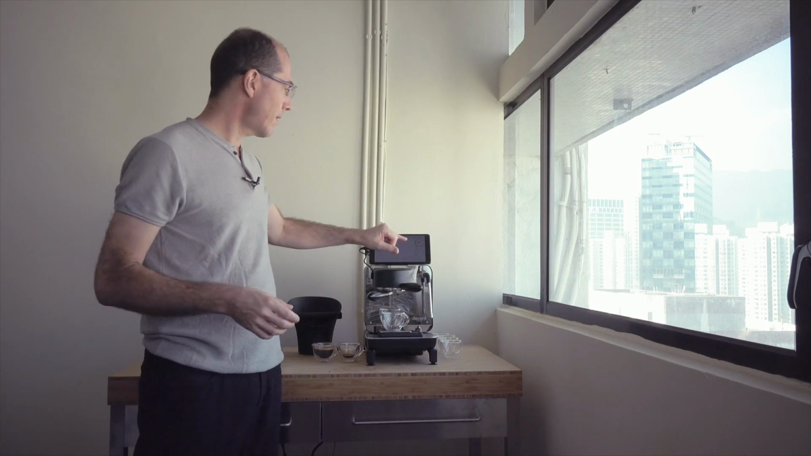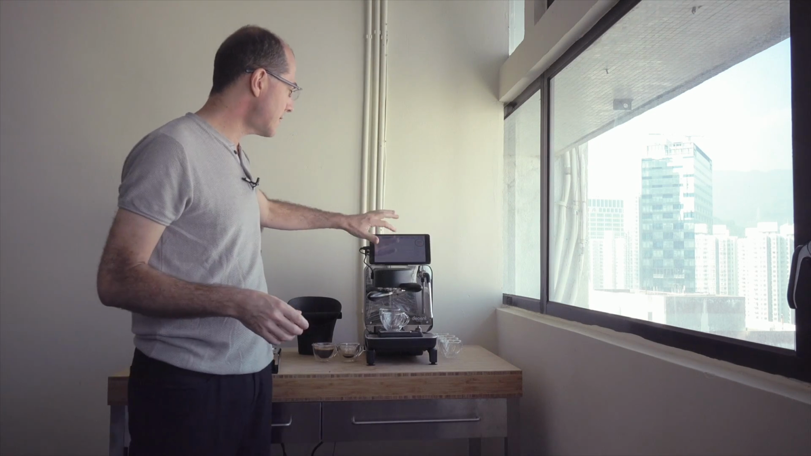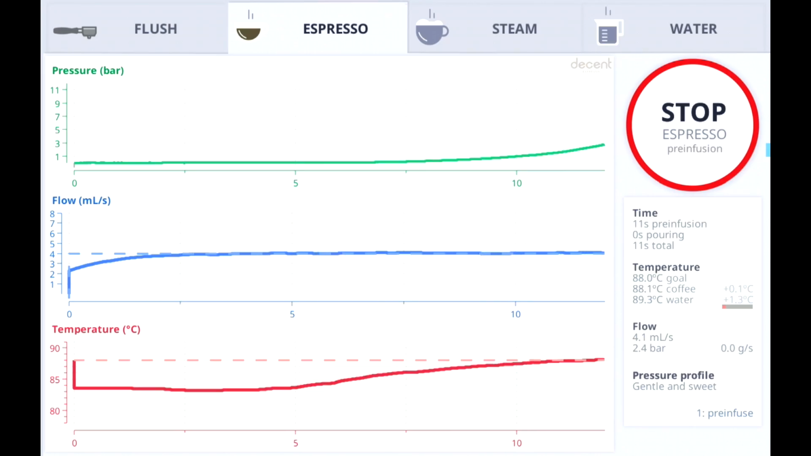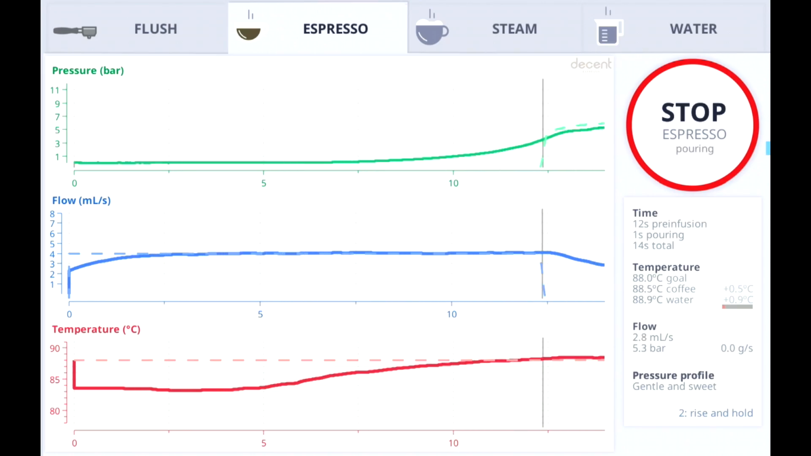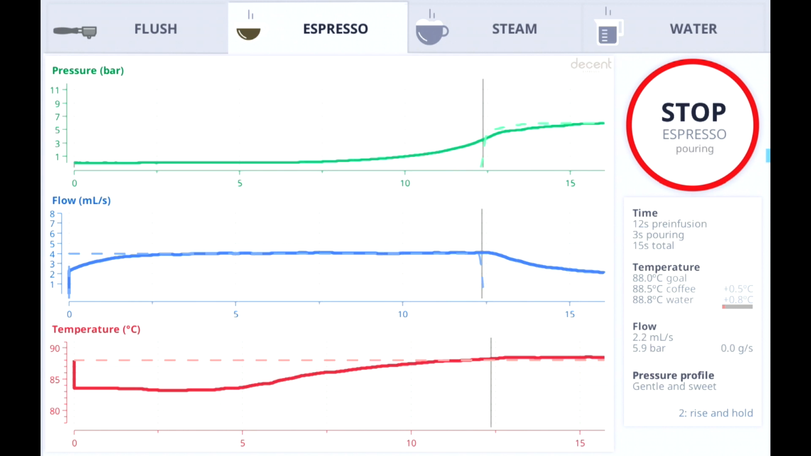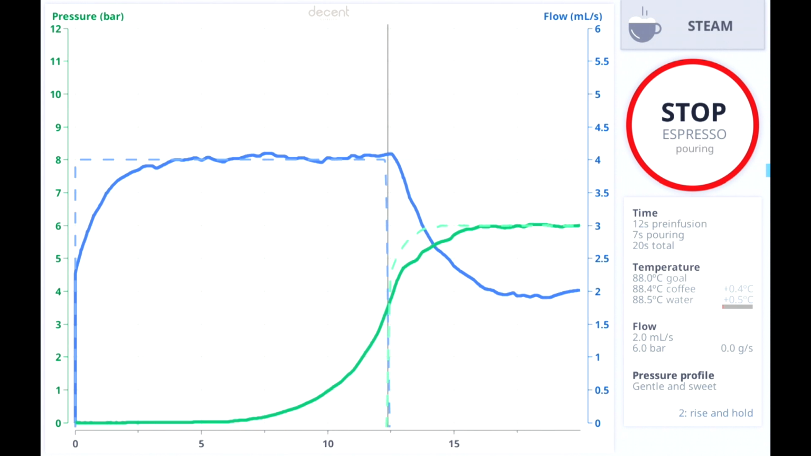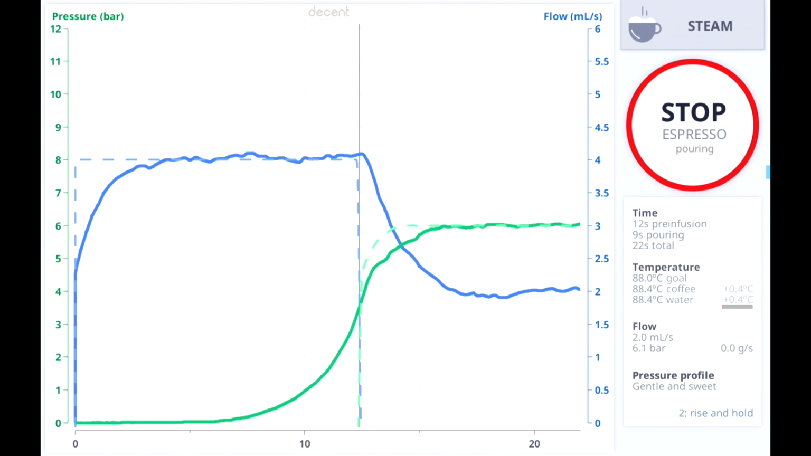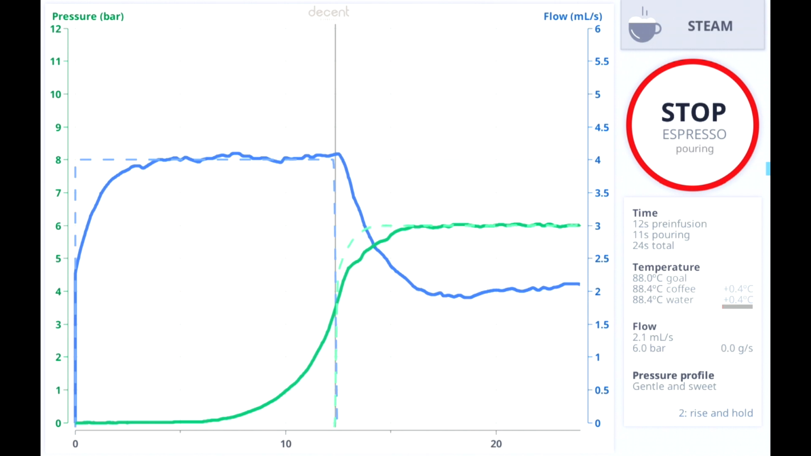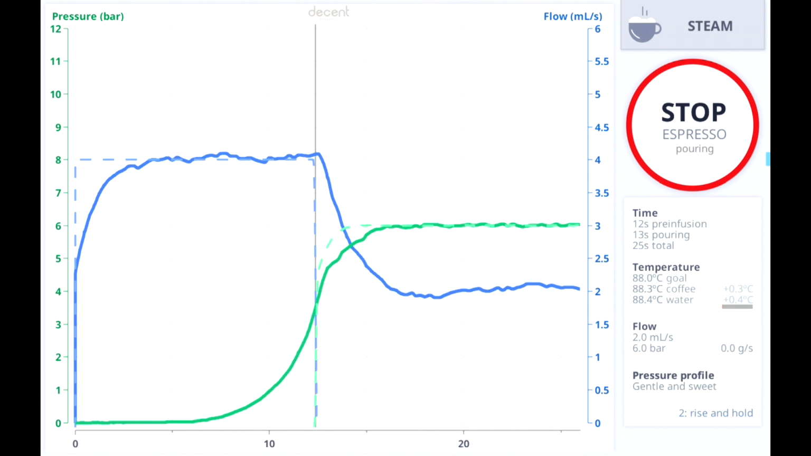So here's water flow going in. As pre-infusion ends, our pressure is going to climb, and that doesn't look so bad. What we can do now is zoom in, and you can see that at 6 bars of pressure, that's the green line, we're doing about 2 milliliters per second of water.